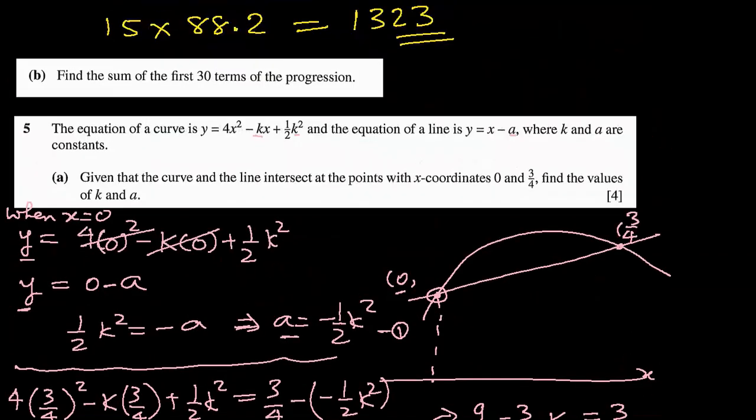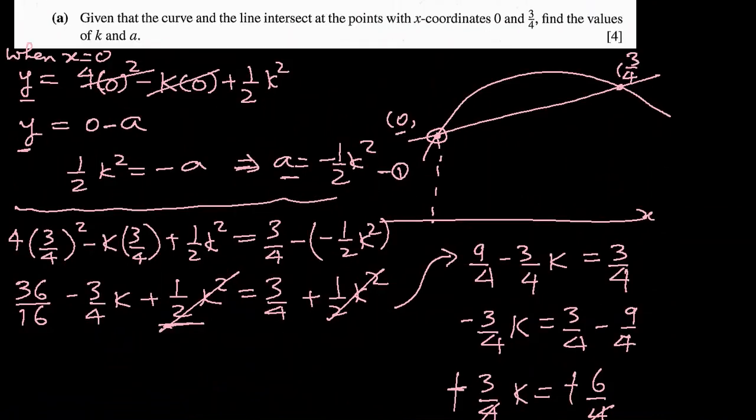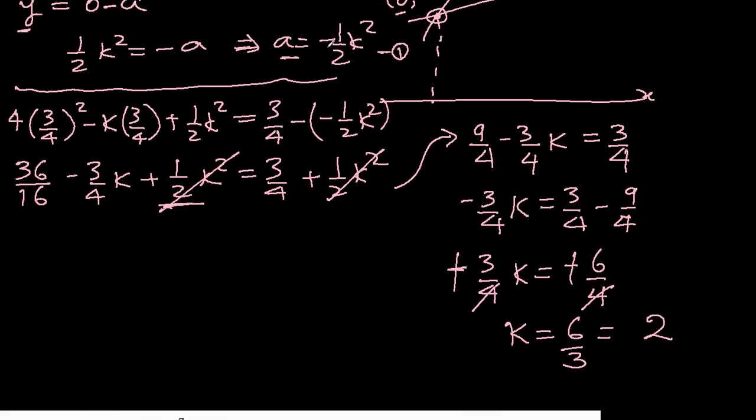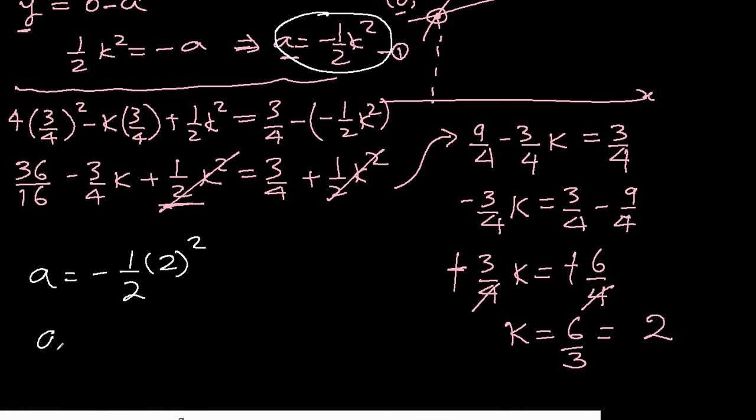And in the question, they had asked to find both k and a. We have to find a also. So we can use this formula for finding a. A equal to minus half k square. K is 2, so just put 2 square here. So 4 divided by 2 is 2. A equal to minus 2. That's how we've got both k and a.